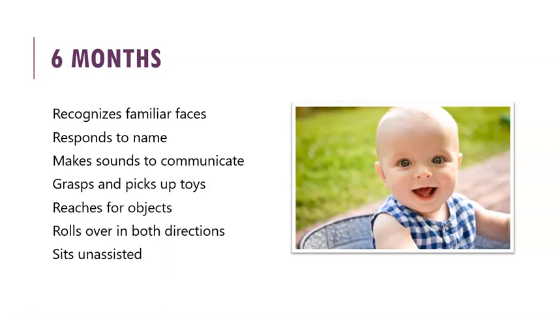By 6 months, they can start making babbling noises and imitating sounds that they hear from other people, but they don't form any words yet. As far as motor skills, they can grasp and pick up toys. They will reach for objects that are interesting to them or that draw their attention. They should be able to roll over in both directions, and they should be able to sit unassisted.